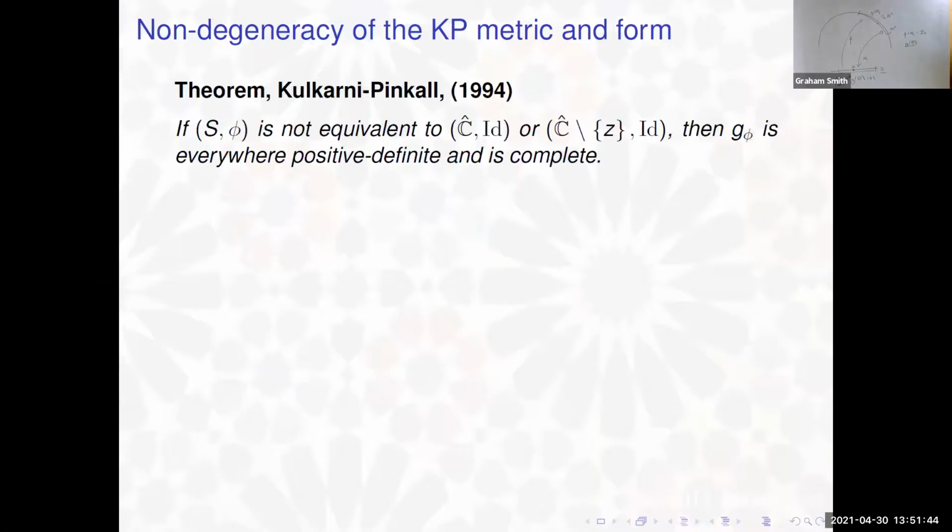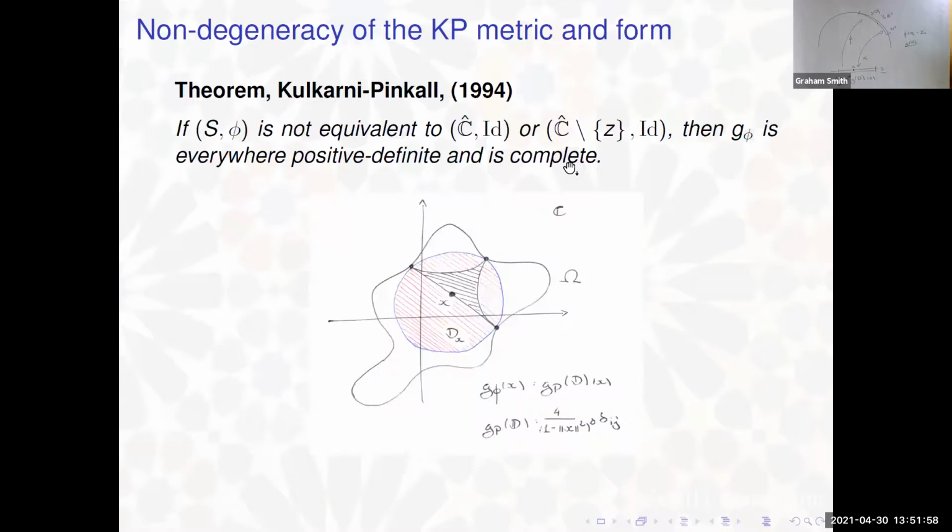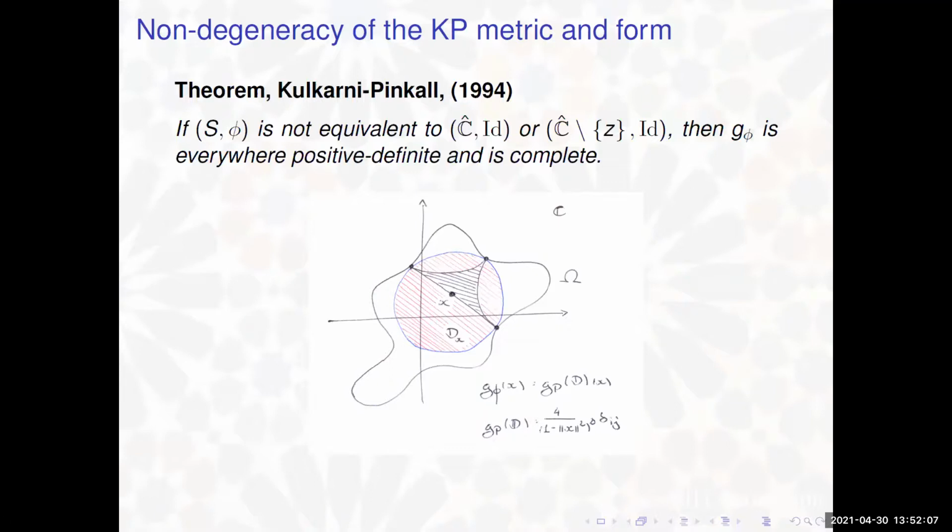So, what do Kulkarni-Pinkall show? Well, they show that if your flat conformal structure is not equivalent to one of these two, that is the whole Riemann sphere or the whole Riemann sphere minus a point, then the Kulkarni-Pinkall metric is positive definite and complete. I would have liked to have talked a bit more about that, but I see I'm beginning to run out of time. Their result involves constructing what they call maximal conformal disks.